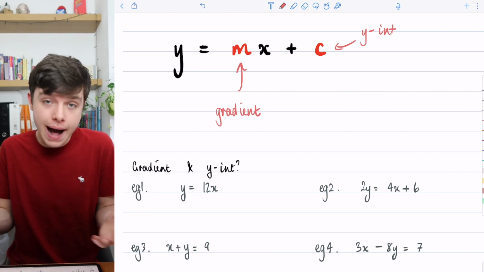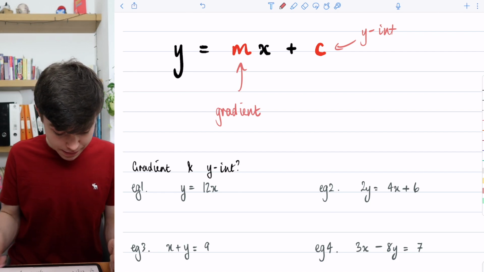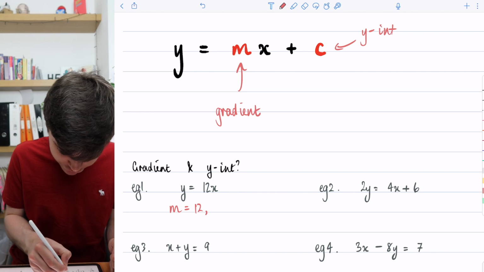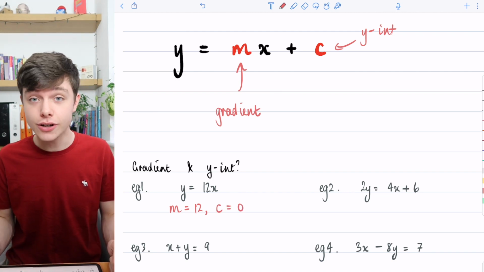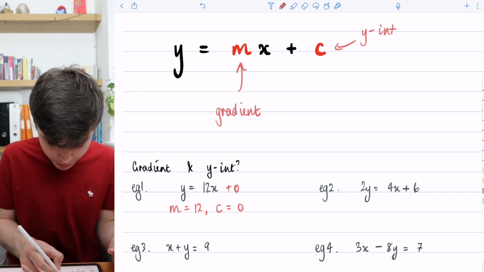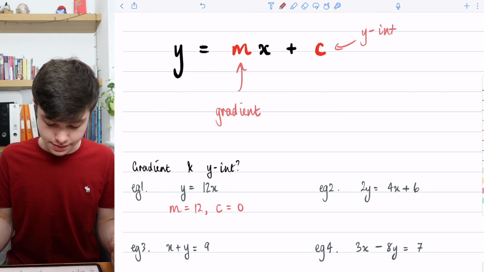So what's the gradient of that? It's just the number outside of x. So that means the gradient, which we'll call m, m is 12. And then what's c? Well, we can clearly see c is 0 because we've got a plus 0 on here. We don't need it, we can get rid of it. So those are our values of the gradient and the y-intercept.